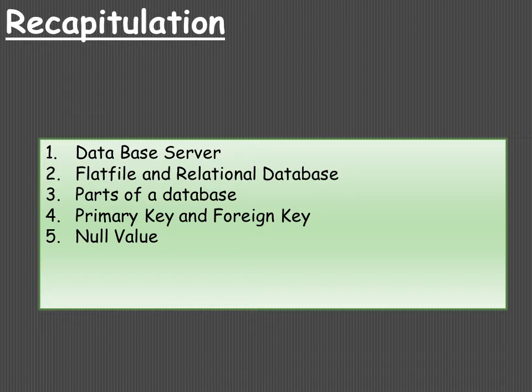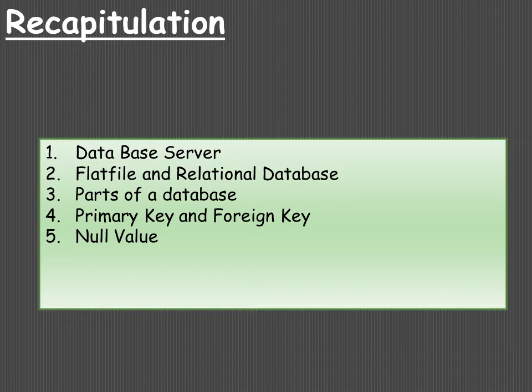Next, we discussed parts of a database, which is a very simple topic. Under parts of a database, we discussed table, which is a combination of rows and columns. Then we discussed record, that is a row, which is also known as a tuple. A complete set of information is known as a record. If we say name Rahul, age 47, address for example Amritsar, this complete set of information is known as a record.